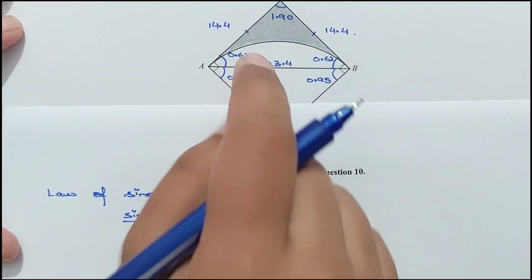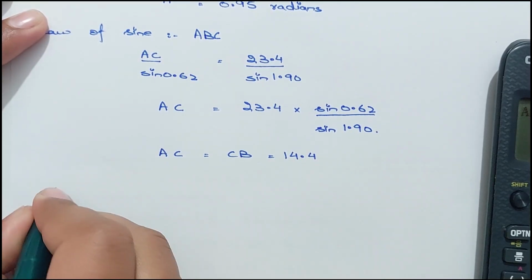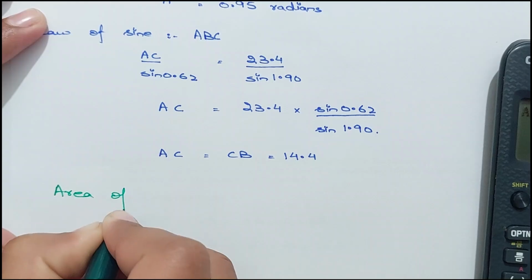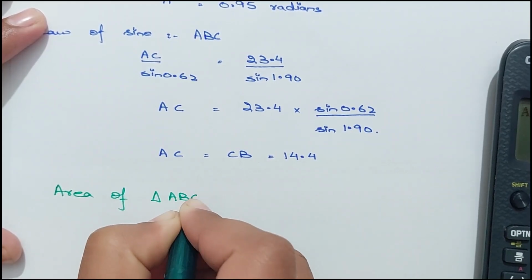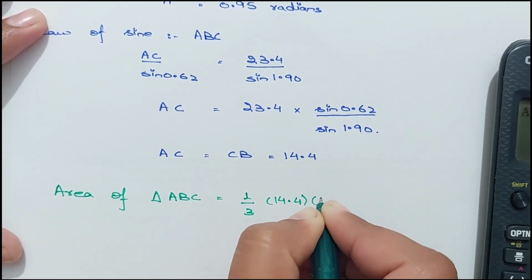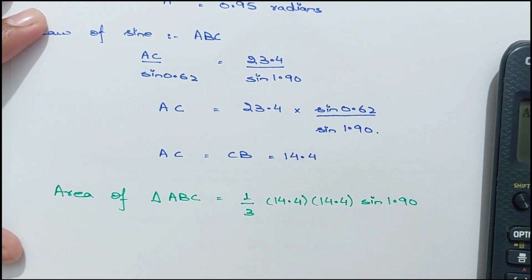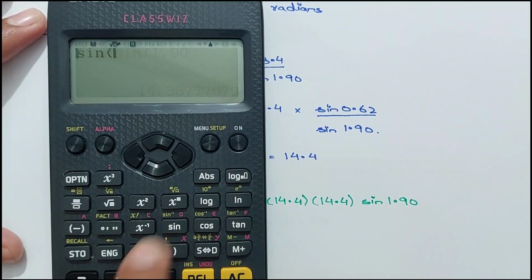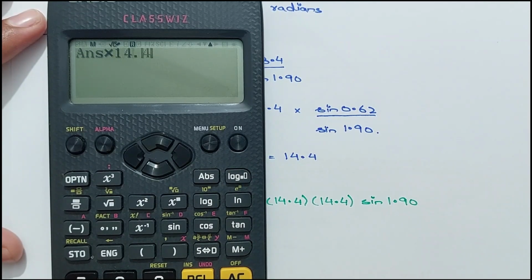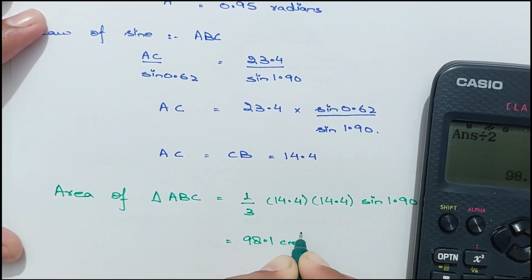Let me apply the area of the triangle ABC. The area is half, the two sides are 14.4 and 14.4, and the sine of the angle between them is 1.90. Sine 1.90 times 14.4 times 14.4 divided by 2 is 98.11. So this is 98.1 centimeter square.